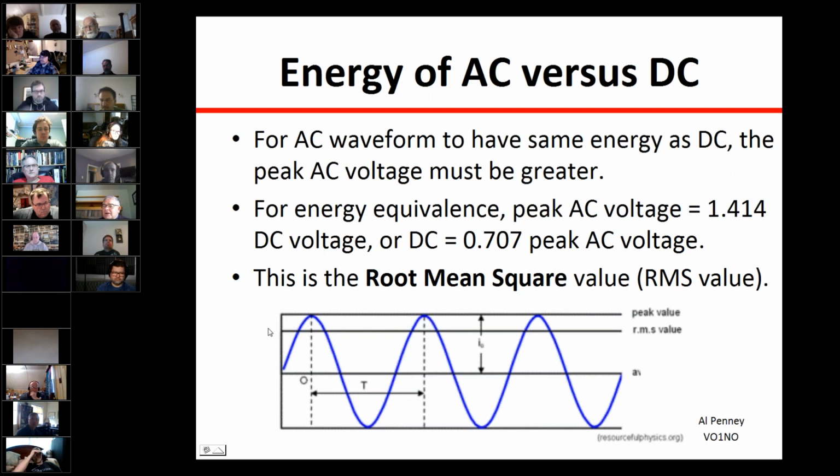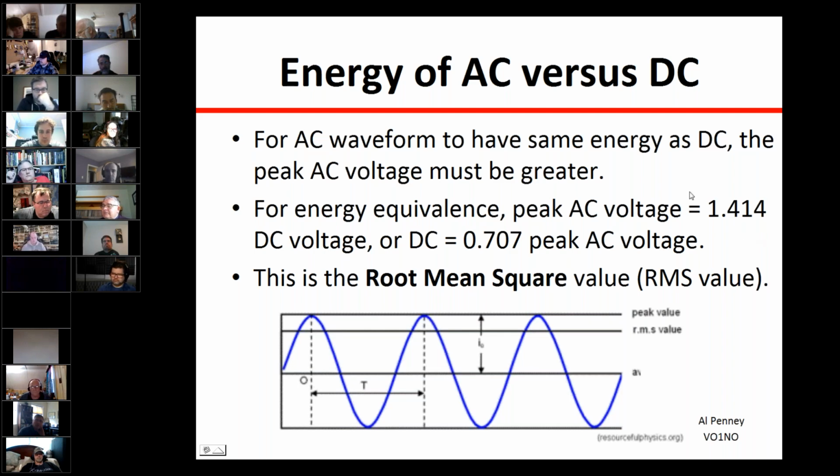Now, as you can imagine, a direct current at the same voltage going across doesn't lose out on these little bits here that don't contribute to the waveform's energy. So to compensate for that, in order to have the same equivalent energy as direct current, the peak AC voltage has got to be a little bit higher. And if you do the math, it turns out that the peak AC voltage has got to be equal to 1.414 times the DC voltage, or the DC voltage is going to be 0.707 times the peak AC voltage. And that's what's called the root mean square value, the RMS.